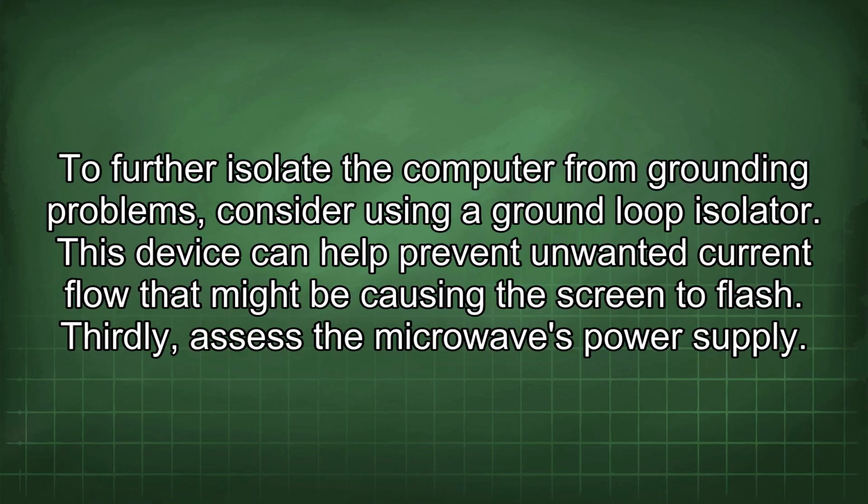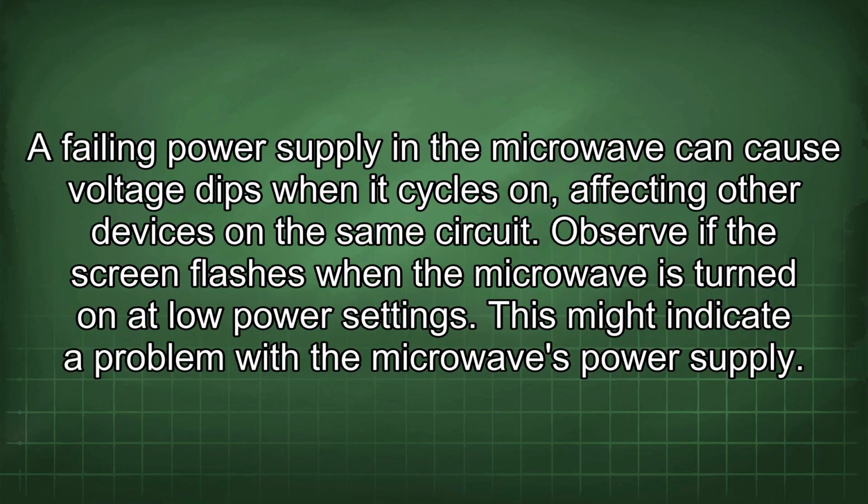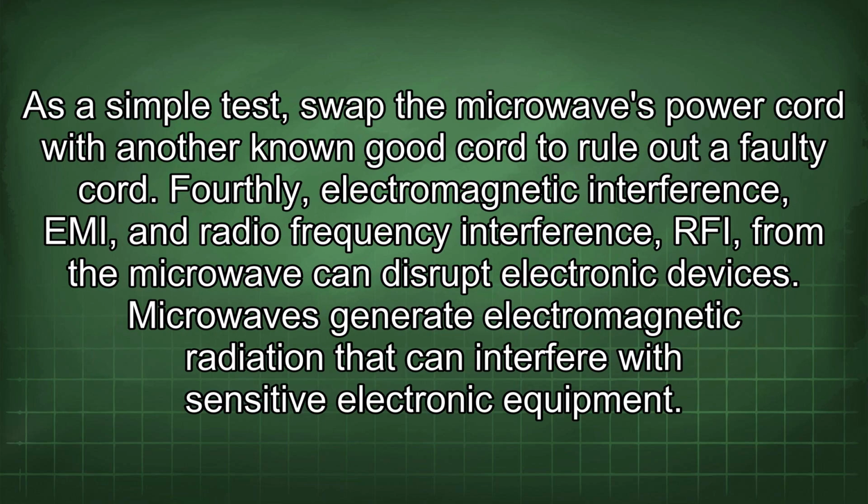Thirdly, assess the microwave's power supply. A failing power supply in the microwave can cause voltage dips when it cycles on, affecting other devices in the same circuit. Observe if the screen flashes when the microwave is turned on at low power settings. This might indicate a problem with the microwave's power supply. As a simple test, swap the microwave's power cord with another known good cord to rule out a faulty cord.